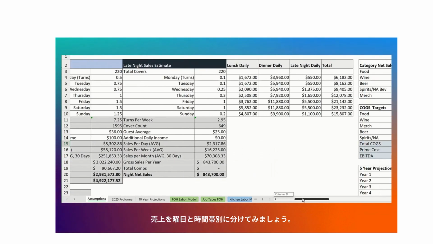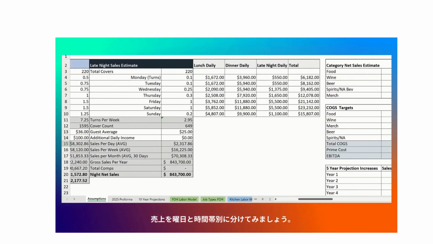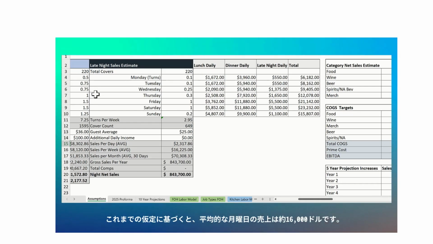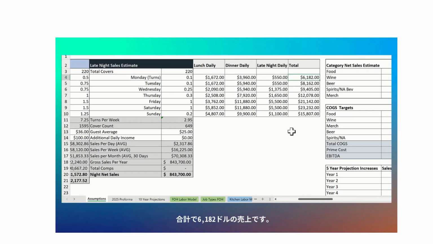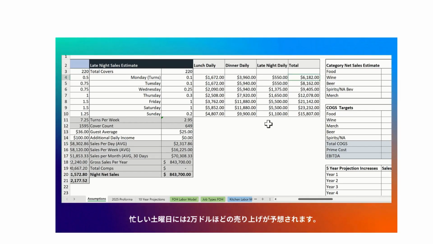We're going to slide over and break out our sales based on days and our day parts. So on an average Monday, based off of our assumptions, we do about $1,600 in sales. For dinner, we do almost $4,000 in sales. And late night, we do about $550. And that would come out to about $6,182 in sales. On a busy Saturday, we would end up doing about $23,000 in sales.